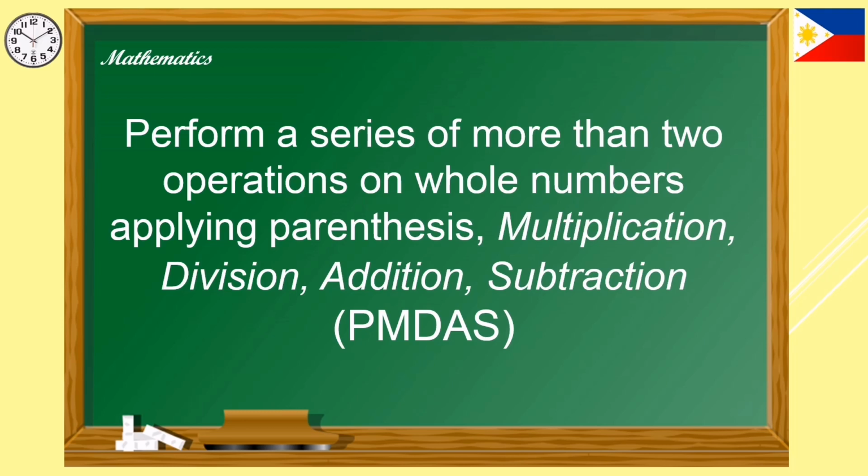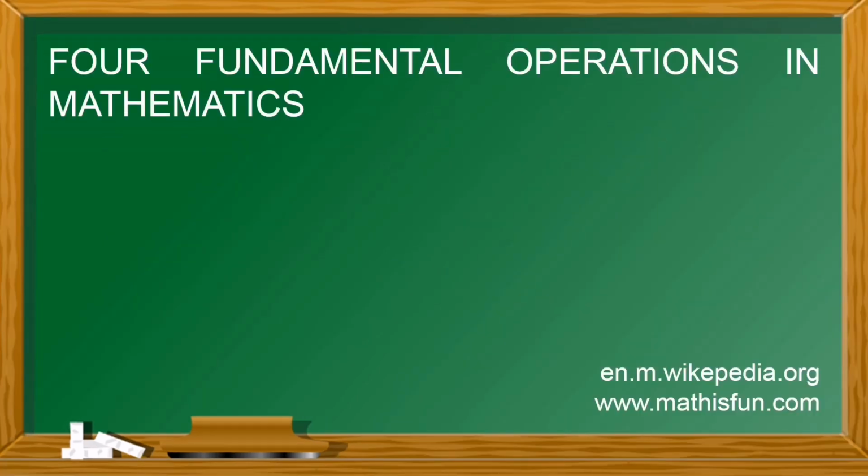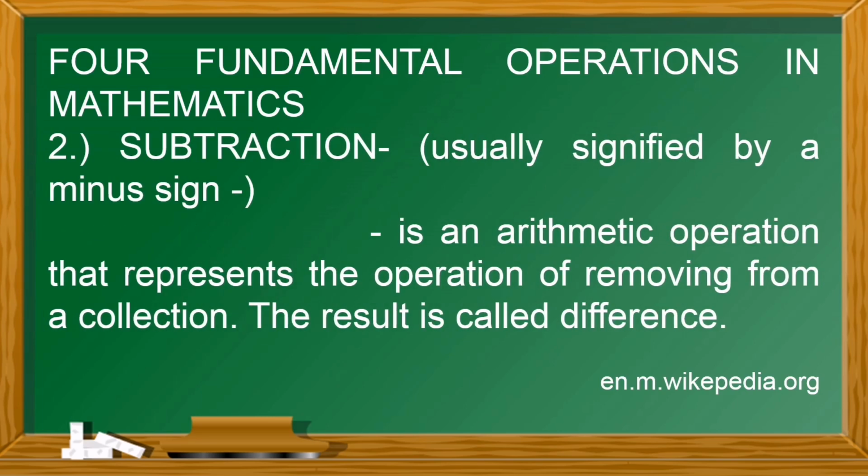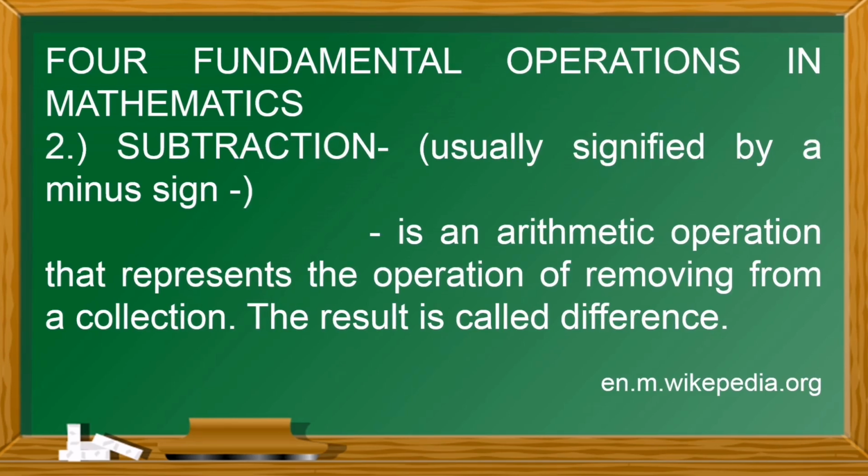First, let us review the 4 fundamental operations in mathematics. First is addition. It is usually signified by the plus sign. It is finding the total or sum of 2 or more numbers. Number 2, subtraction. It is usually signified by a minus sign. It is an arithmetic operation that represents the operation of removing from a collection. The result is called difference.